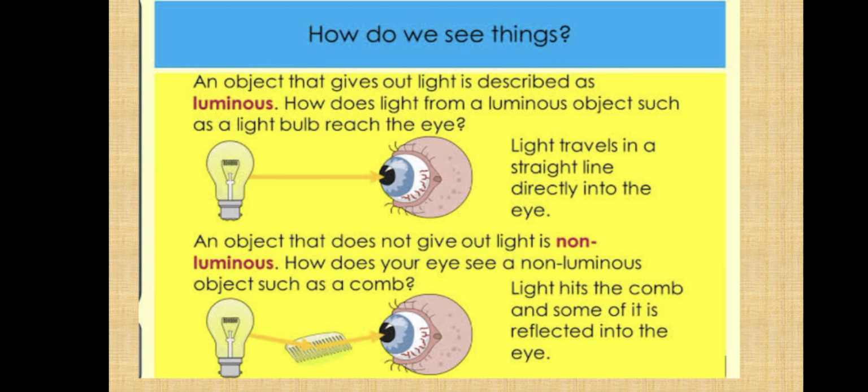So, how do we see things? An object that gives out light is described as luminous. So, how does light from a luminous object, such as a light, reach the eye? Children, make sure that light travels in a straight line directly into the eye. An object that does not give out light is a non-luminous object. How does our eye see a non-luminous object such as a comb? Light hits the comb and some of it is reflected into the eye.